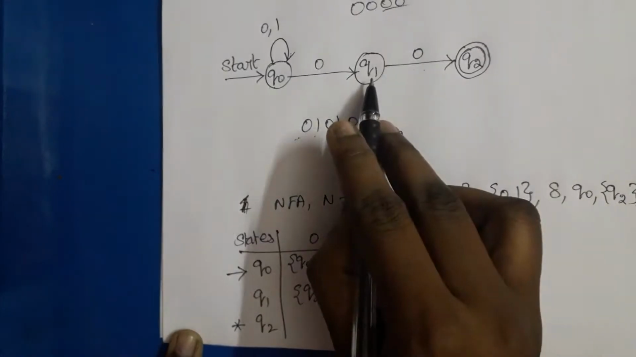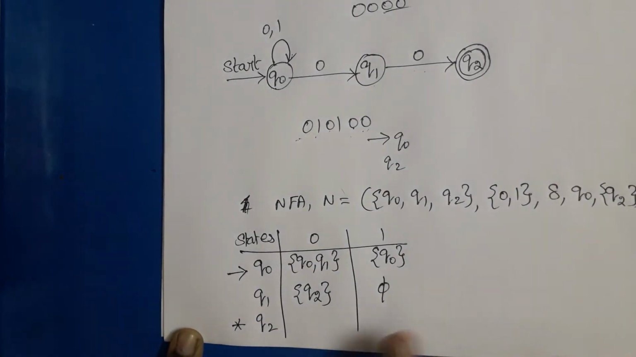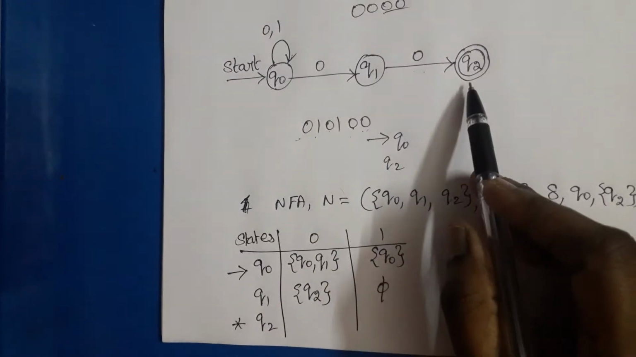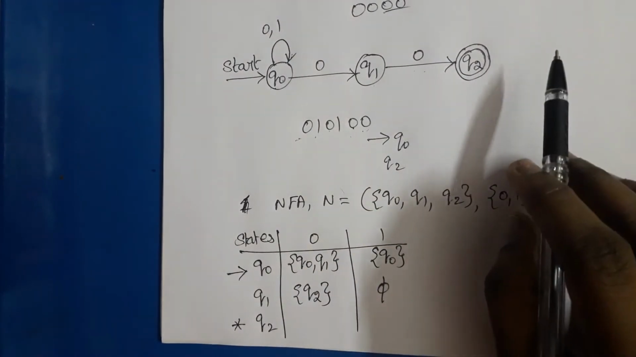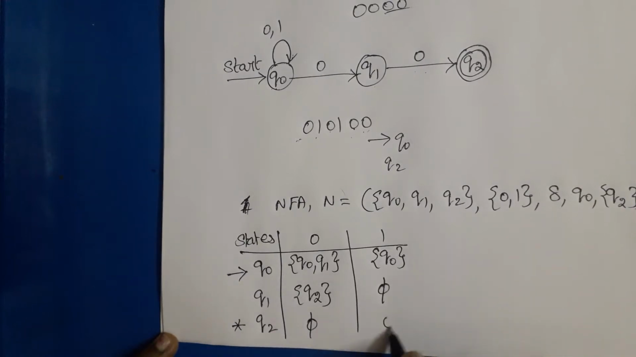From Q1, there is no transition for 1. It is represented by an empty set. In DFA, we used a hyphen, but here an empty set. From Q2, no outgoing transitions are there. No transition for input symbols 0 and 1.